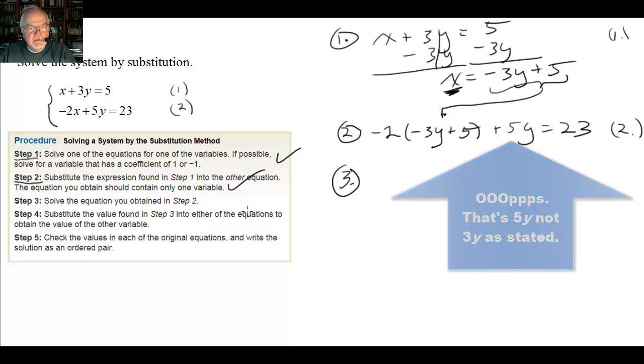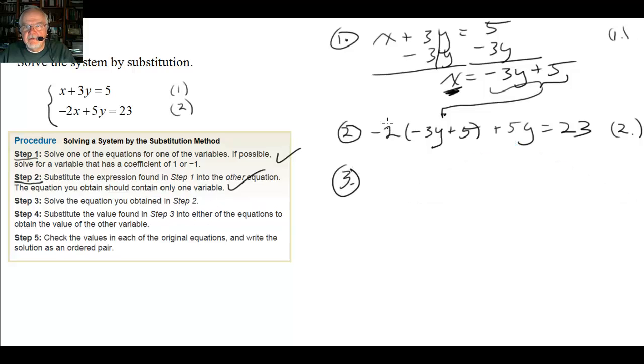What is step 3? Solve the equation in step 2. All right, we can do that. First, we got to distribute, get rid of the parentheses. Minus 2 times minus 3y is 6y. Minus 2 times plus 5 is minus 10. Plus 5y equals 23. All right, that's a 10, not a 16.